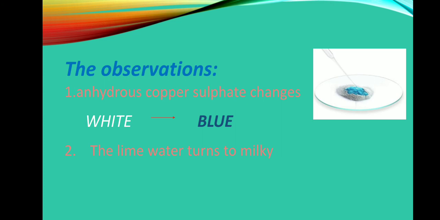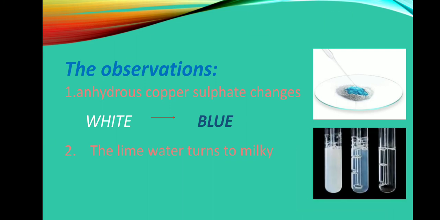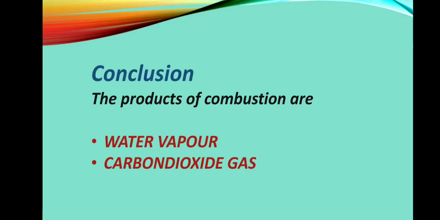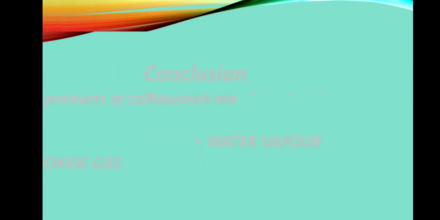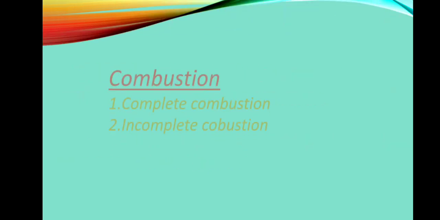Next one, the lime water turns milky. This is a grade 6 practical. You all have known that when a gas is applied and it changes lime water into milky color, that is carbon dioxide gas. So finally, there is a conclusion. The products of combustion are water vapor and carbon dioxide gas. Well, next let's move to another part.